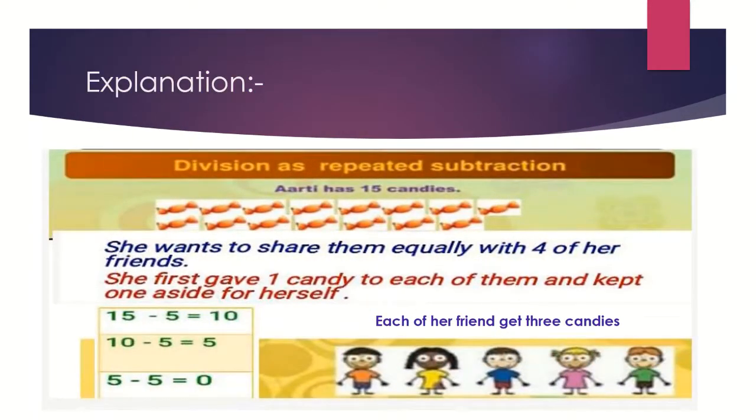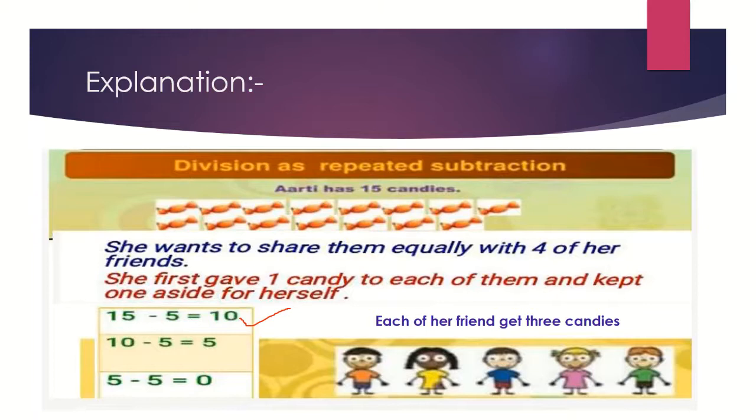Now, let's begin repeated subtraction with an interesting story. Aarti has 15 candies. She wants to share them among her 4 friends, including herself. Let us find out how many candies each friend gets. Now she started giving one candy to each friend and kept one for herself. So 15 minus 5 is equal to 10. Now she is left with 10 candies.